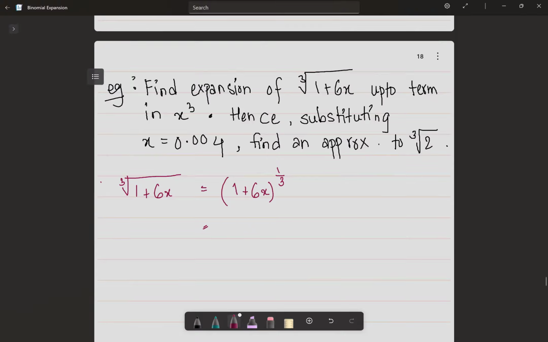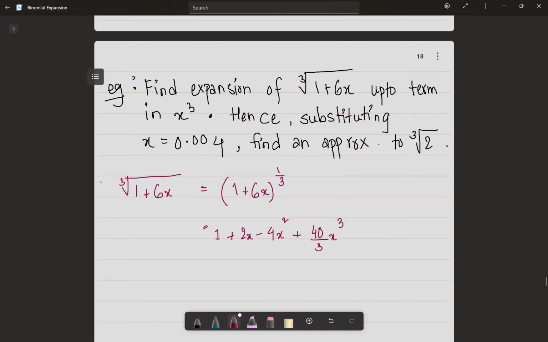And from there, we get 1 plus 6 into 1 by 3, which is going to give you 2x. And then the n minus 1 divided by 2 factorial part, if you use it, you're going to get minus 4x squared. And for the next part, you are going to get 40 by 3 x cubed.